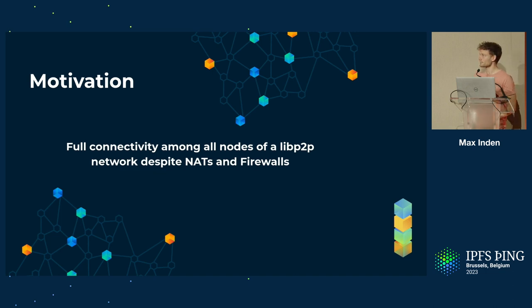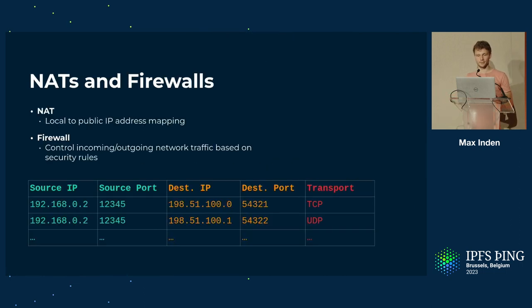Okay, so we're going to focus on hole punching. And why do we need hole punching in the first place? Well, within the libp2p network we want full connectivity among all nodes, or at least we want to strive towards full connectivity. In today's internet, the biggest barrier to full connectivity is, on the one side, browsers, which we'll not talk about today, and on the other side NATs and firewalls. So we somehow have to overcome NATs and firewalls to actually achieve full connectivity within a libp2p network.